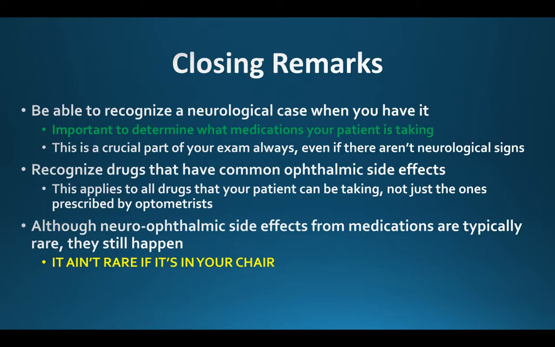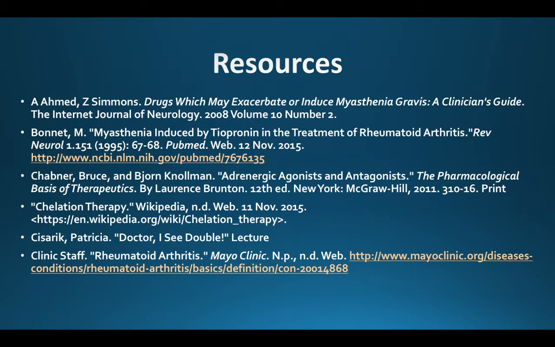That concludes the drugs we're going to talk about in the presentation, but we want to wrap things up with just a few important points. Number one, be able to recognize a neuro case when you have it. It's always important to determine what medications your patient is taking, but with a neuro case, it's crucial. Number two, recognize drugs that have common ophthalmic side effects, and not just the ones that optometrists prescribe, but other physicians as well. And then lastly, although neuro-ophthalmic side effects from medications are typically rare, they still happen, and it's not rare if it's sitting in your chair. Finally, these are the sources that we used for our presentation.